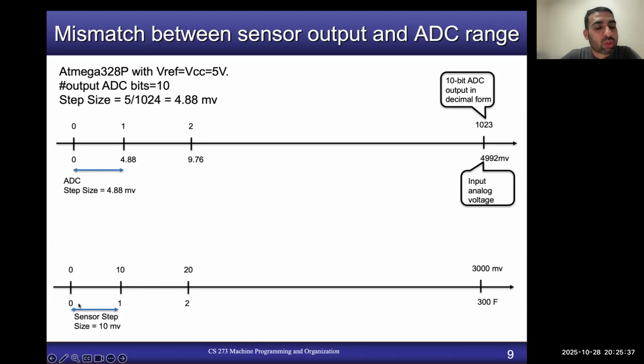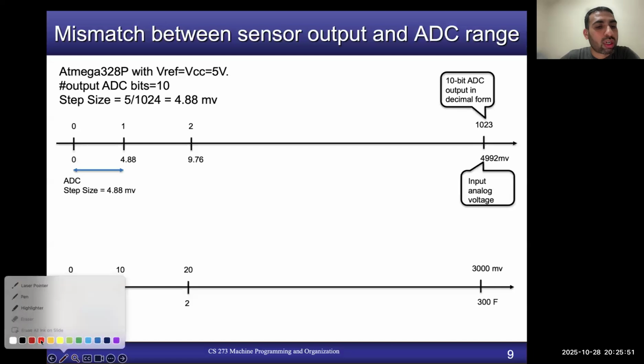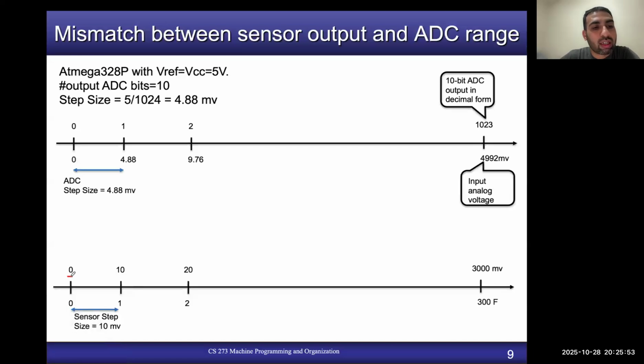So you will have, on this line, I'm drawing the Fahrenheit after every 1 degree, like 0, 1 Fahrenheit, 2 Fahrenheit, and maximum is 300 Fahrenheit, right? So the sensor will give you zero millivolt when you have 0 Fahrenheit. When the temperature is 1 Fahrenheit, the output will be 10 millivolt, right? And when the temperature is 2 Fahrenheit, the output will be 20 millivolt.